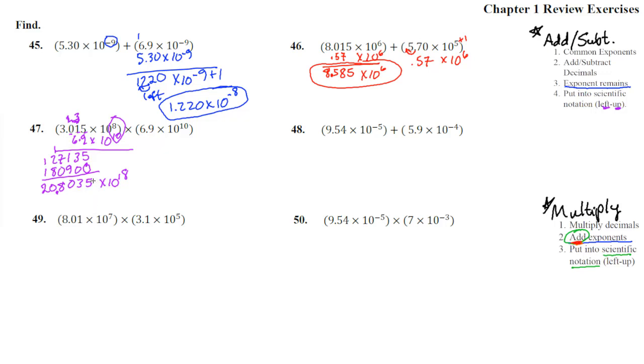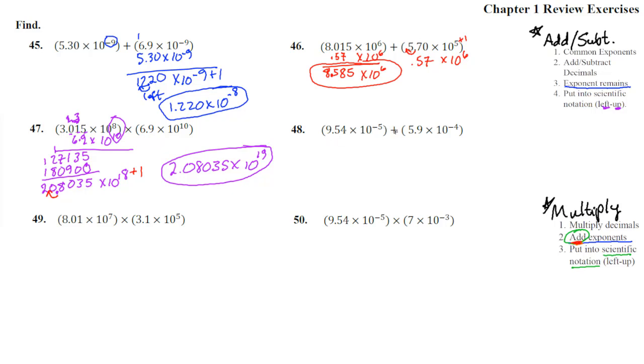However, it is not an appropriate scientific notation. So let's note that this guy must go to the left to put it in scientific notation, which means that guy has to go up 1. So that is 2.08035 times 10 to the 19th power. Excellent.